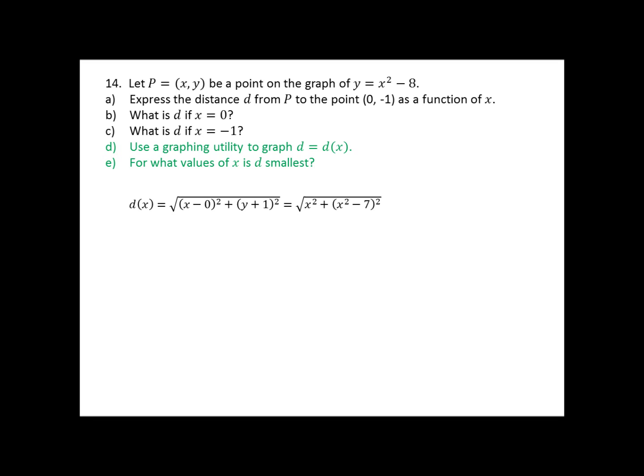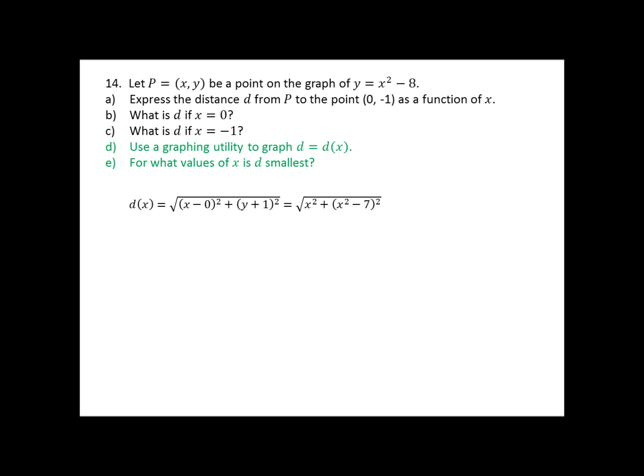Now, here's a little tip from me to you. You're going to be typing this into your calculator. We don't really need to go through a whole lot of simplification. If you want to FOIL out that x squared minus 7, it's not that bad. It's just x to the 4th minus 14x squared plus 49. But you can leave it just like this. You can type it in just the way it looks into your calculator and it will do just fine.